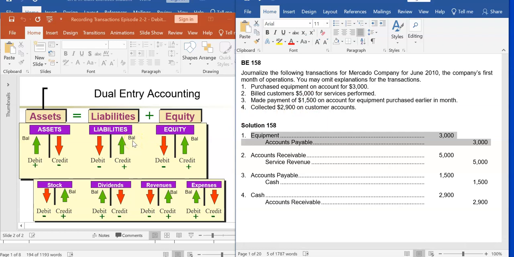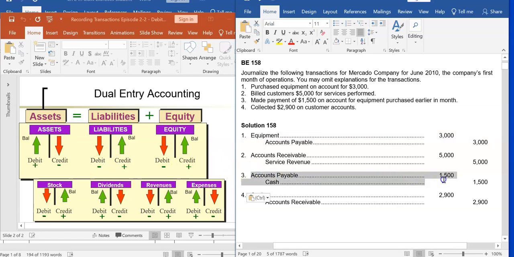Liabilities have a credit balance. To decrease the liability, we will debit it. Thus, to decrease accounts payable, we're going to debit it for $1,500. That liability is decreasing because we paid $1,500.